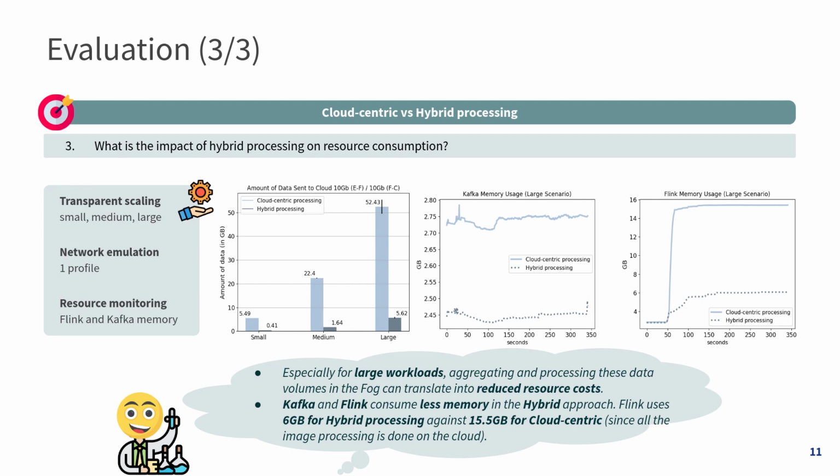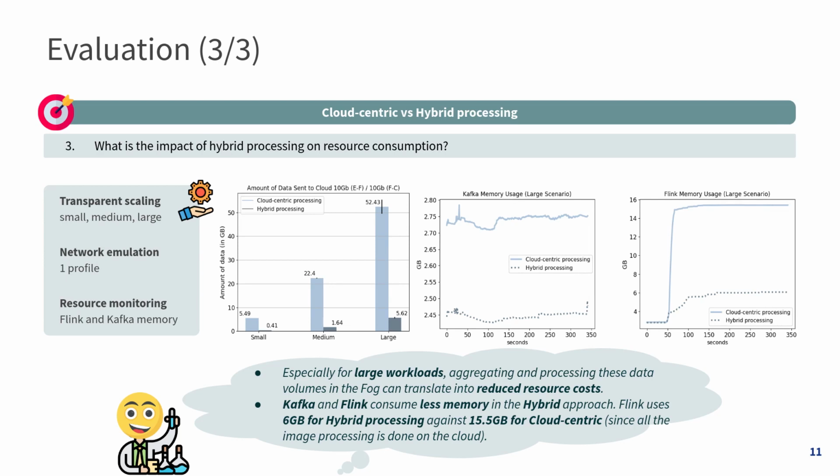In the first graph, we can see that for large workloads, aggregating and processing these data volumes in the cloud can translate into reduced resource costs, since hybrid processing sends less data to the cloud side compared to the cloud-centric approach. Next, regarding Kafka and Flink, they consumed less memory in the hybrid approach.